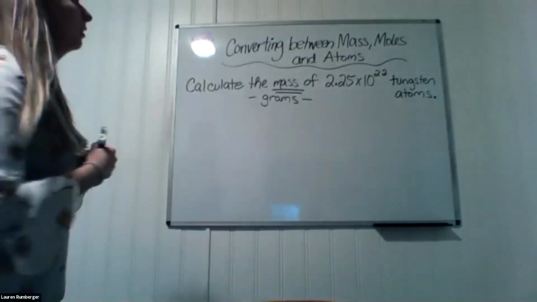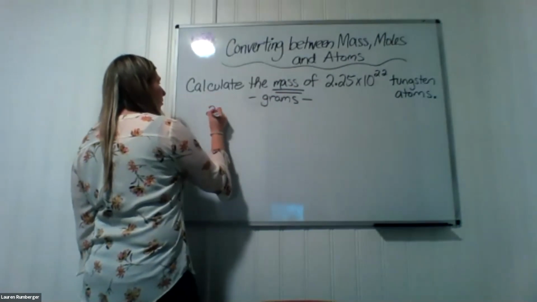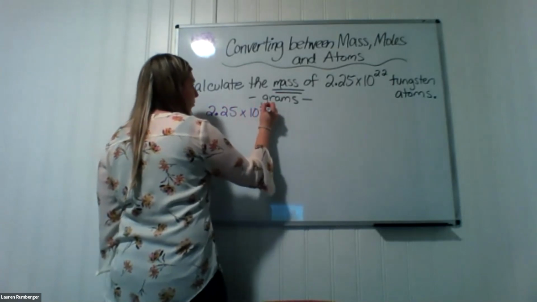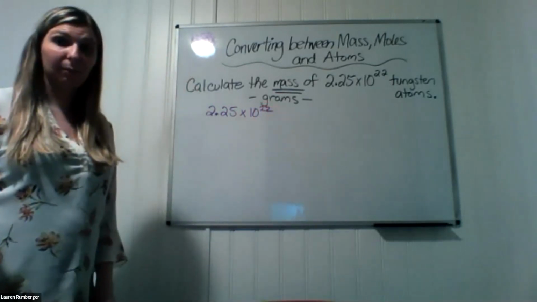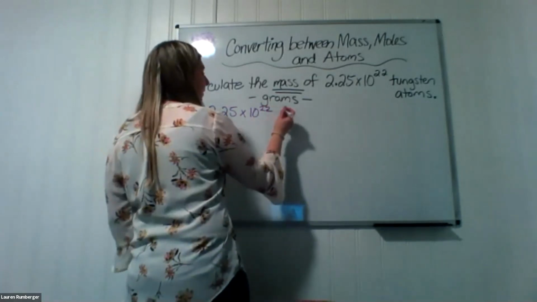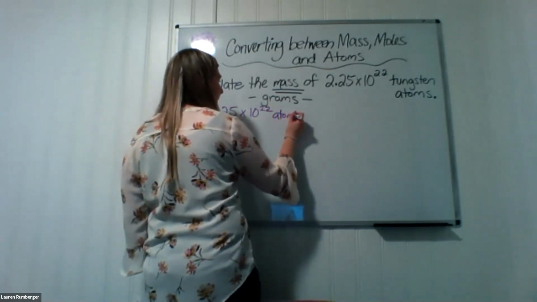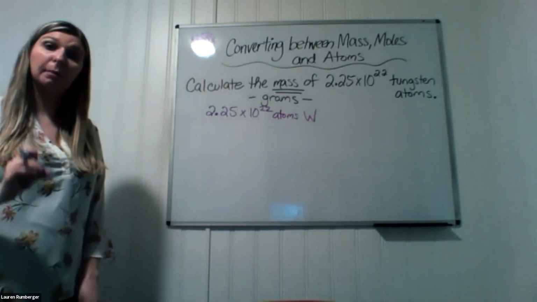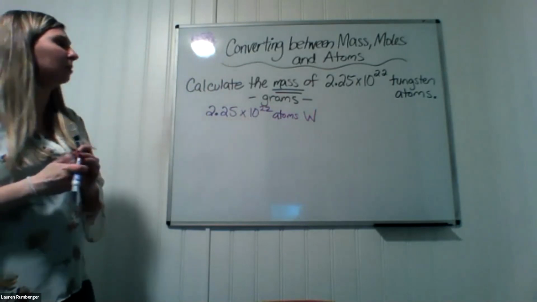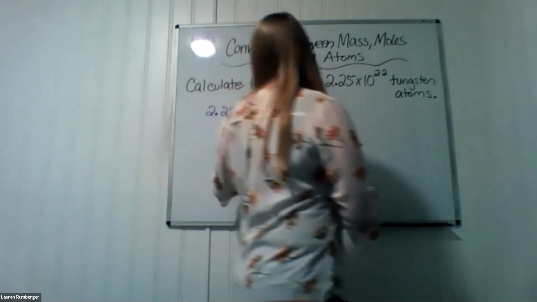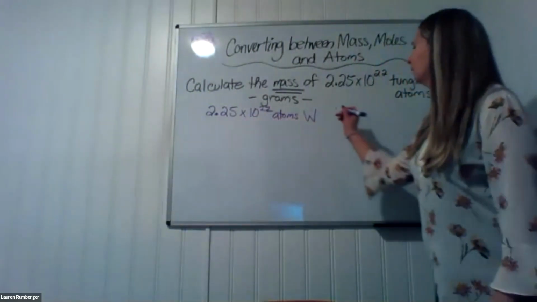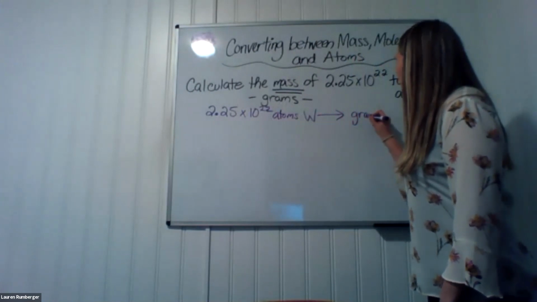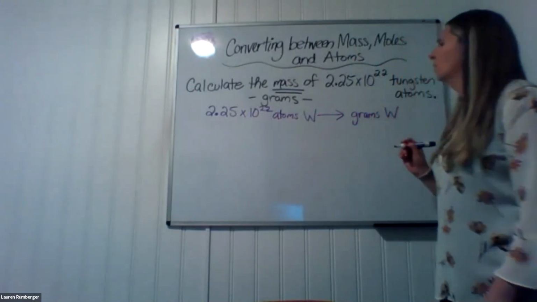Our given value here is the 2.25 times 10 to the 22nd atoms of tungsten. Tungsten has the symbol capital W. Remember, that's one of the elements that you're expected to memorize. So 2.25 times 10 to the 22nd atoms of tungsten. We're looking to convert this to grams of tungsten.